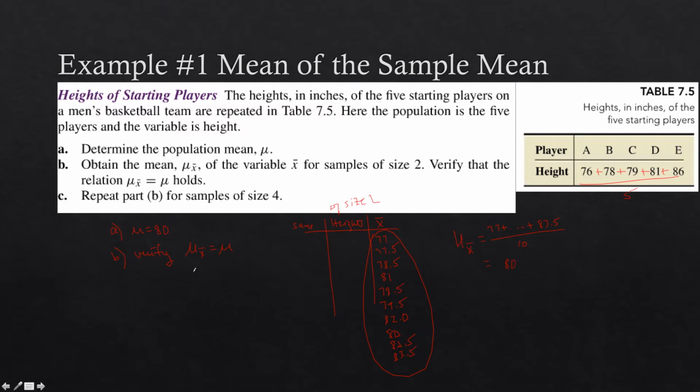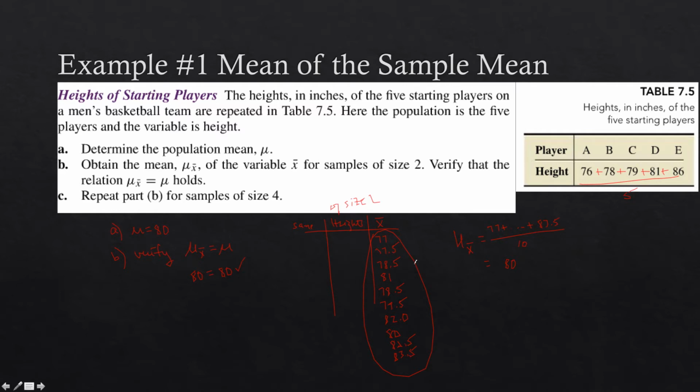So you should have verified that this does equal this just by simply finding the means. Now, if you forgot that table, just find all the samples of size 2 and find the means again, just like we did in the last section. Also, letter C, you can repeat this for size 4. I gave you those as well in the last section.